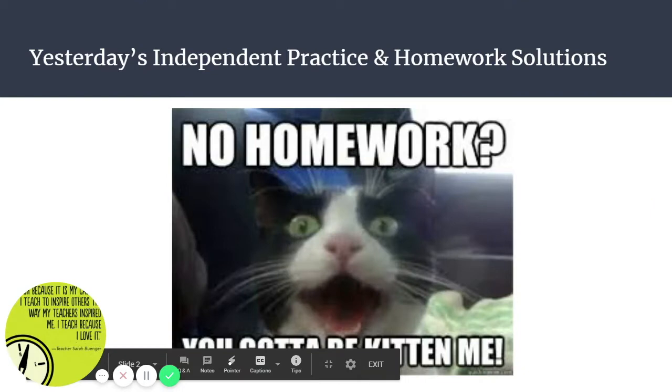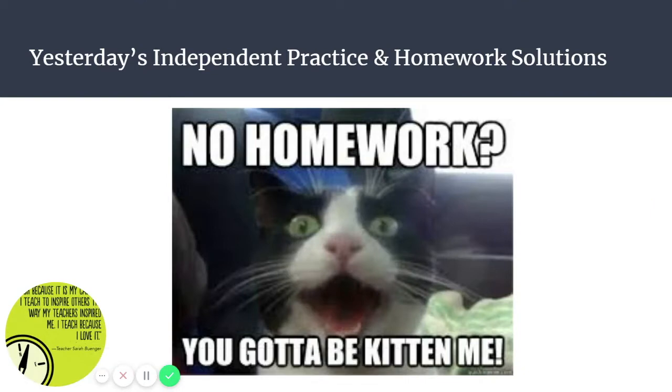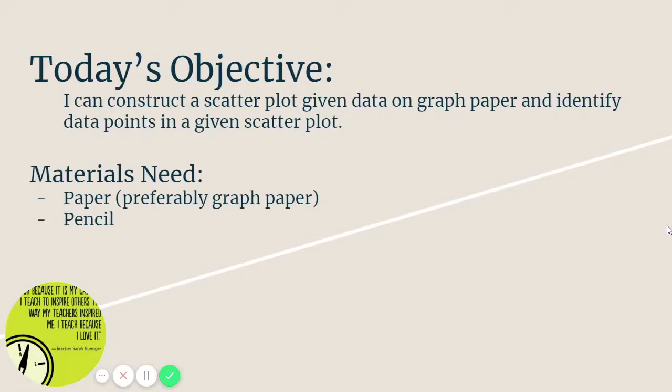There was no independent practice or homework to go over today because there was nothing assigned on Friday. Today's objective states that I can construct a scatter plot given data on graph paper and identify data points in a given scatter plot. Materials needed are paper, preferably graph paper, and a pencil.